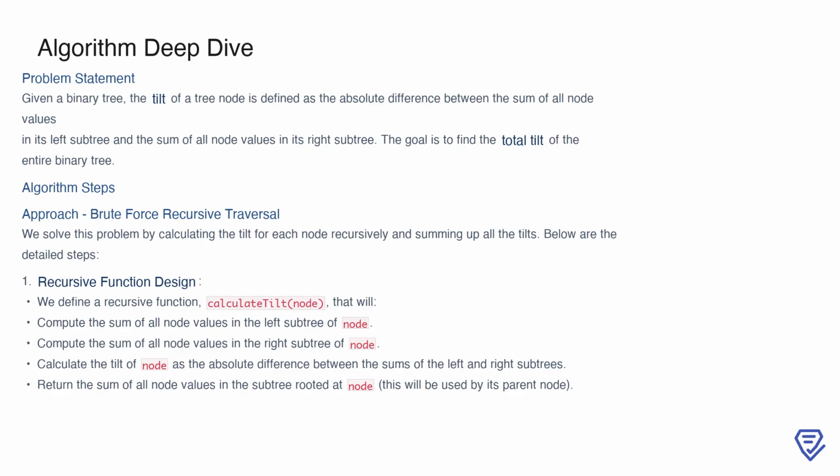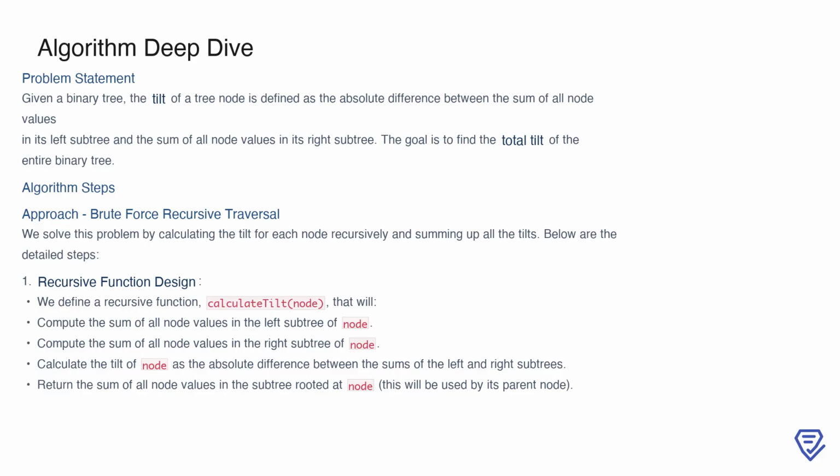a node. The tilt of a node is defined as the absolute difference between the sum of all node values in its left subtree and the sum of all node values in its right subtree. Our objective is to calculate the total tilt of the entire binary tree, which is the sum of tilts for all nodes in the tree.